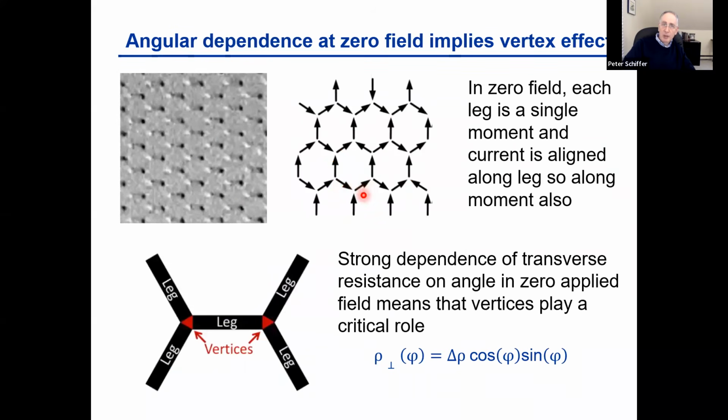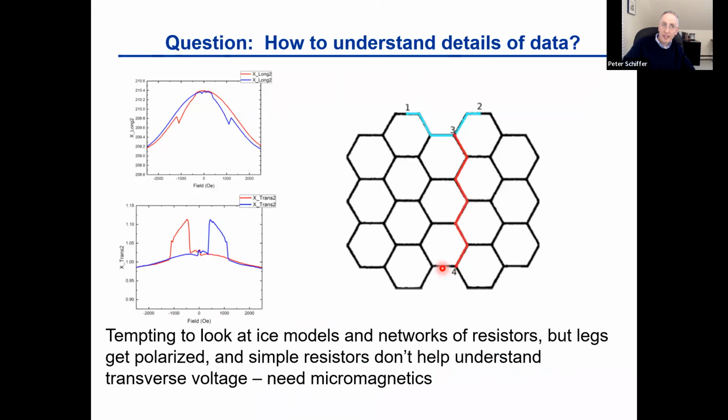And the fact that there's angular dependence at zero field implies that something's happening at the vertices, because in zero field, the moment has to align along the long axis of the wire links. And so something has to be happening in the vertices. And that makes it very interesting, because the vertices, of course, are where the charges are, where the magnetic charges are, if you think of the charges within the Kagome ice structure. And so how do you understand this?